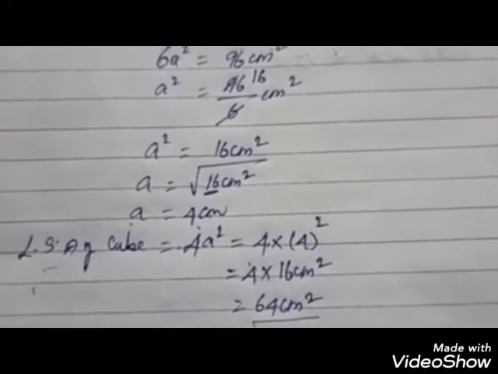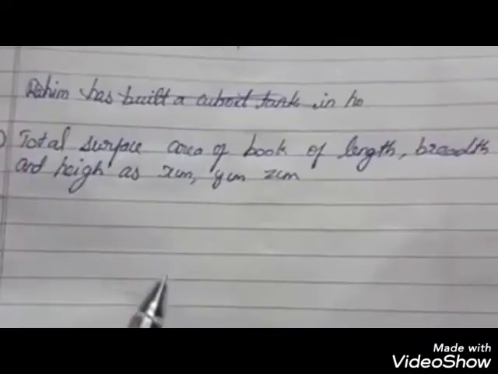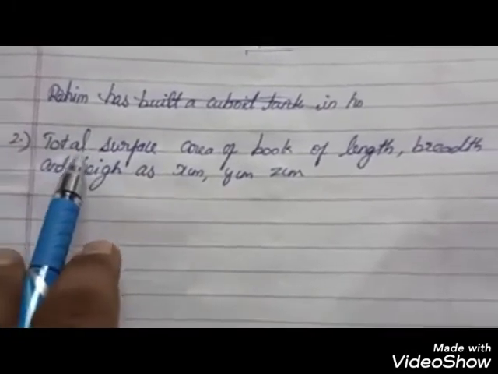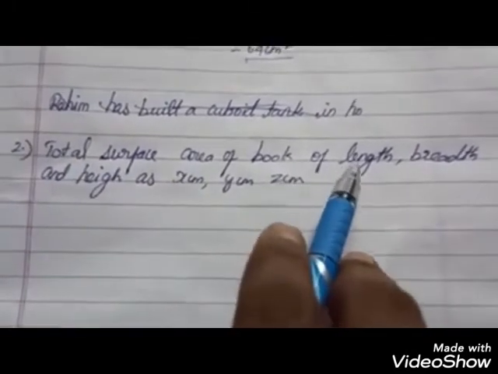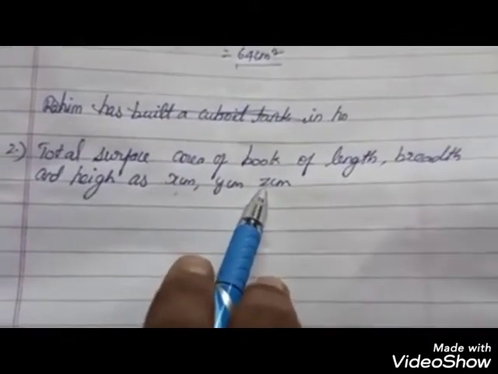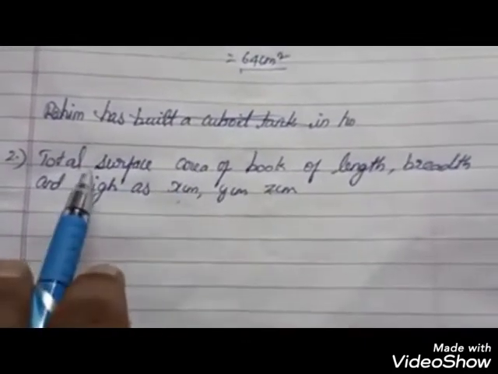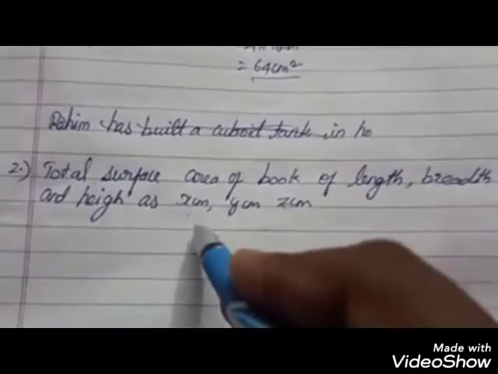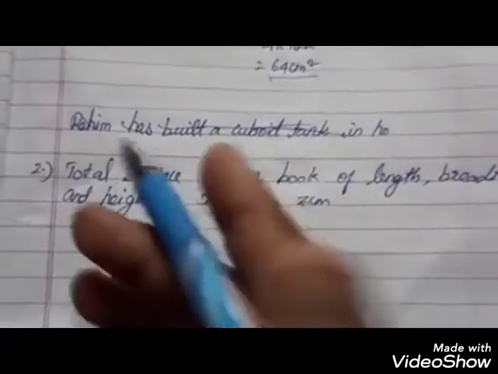And next we have to go for the second question. So here also the same concept. Find the total surface area of a book of length, breadth, height as x centimeter, y centimeter, z centimeter. So we need to find the total surface area. The dimensions are x, y, z.